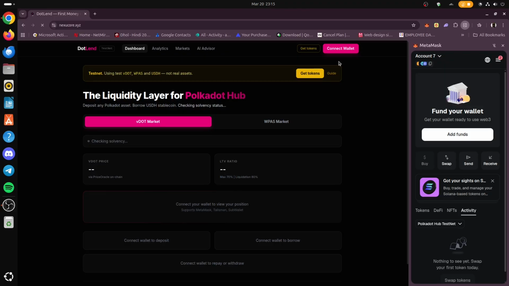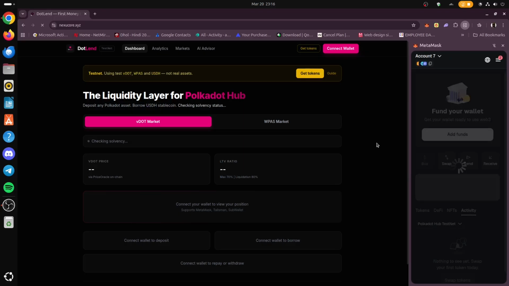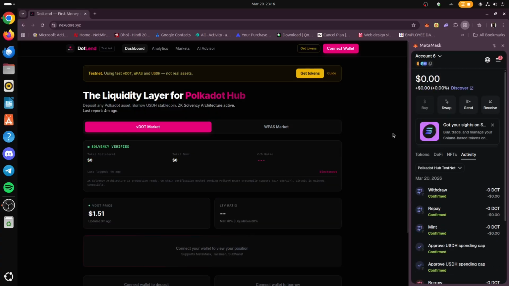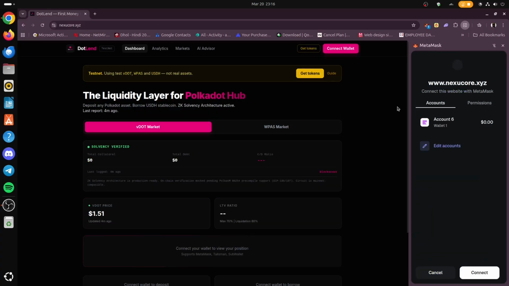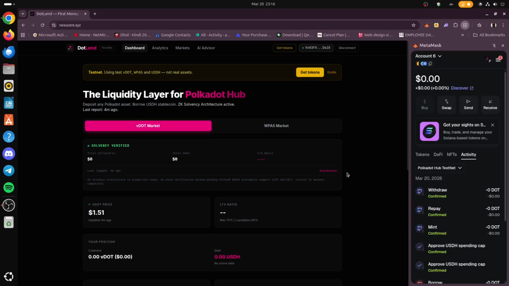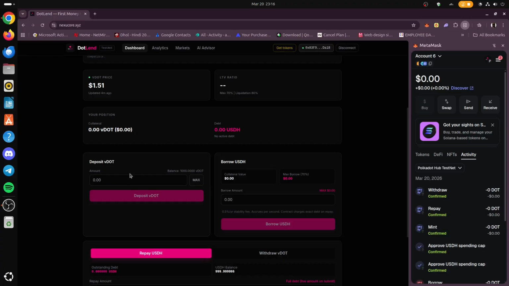Okay, let's try earlier accounts which we already have connected over here. This is account 6, you can see. Let's connect. Okay, it's getting connected. Maybe it's the 7th account on MetaMask, that's why it's behaving that way. So account 6 is currently connected. You can already verify. Let's verify first. We have a deposit of vDOT which we have not actually deposited as collateral. Our current MetaMask wallet has 1000 vDOT. It's a mock vDOT, not a real vDOT.